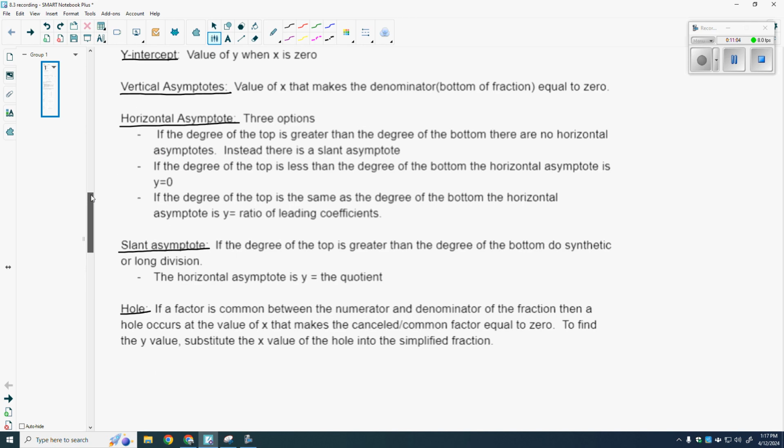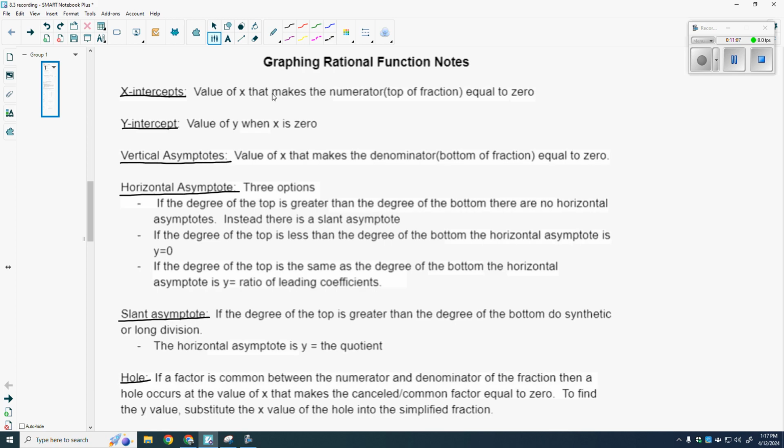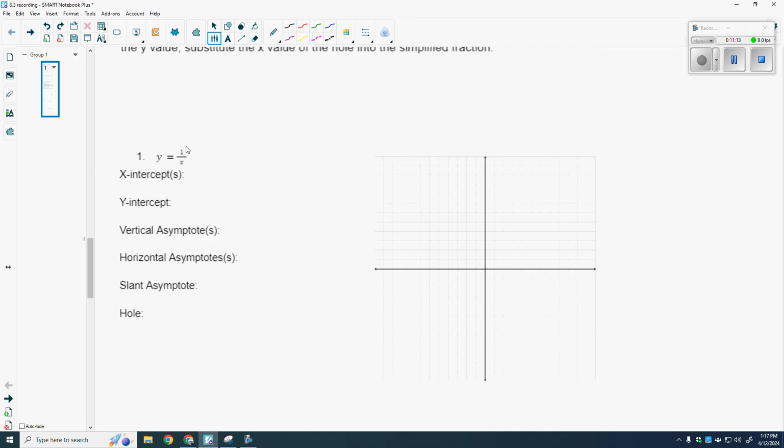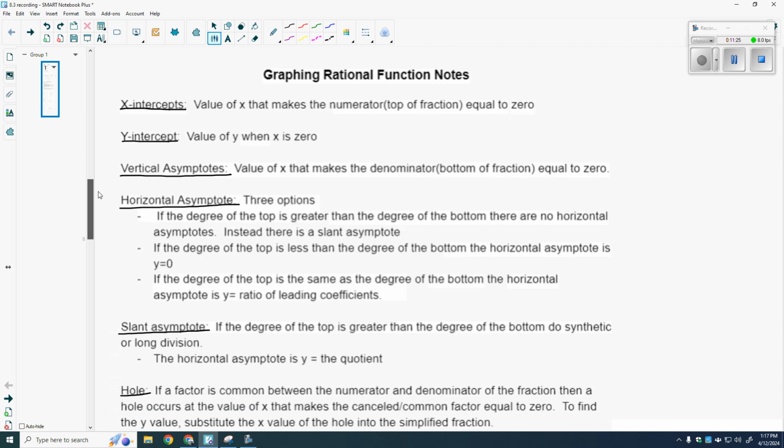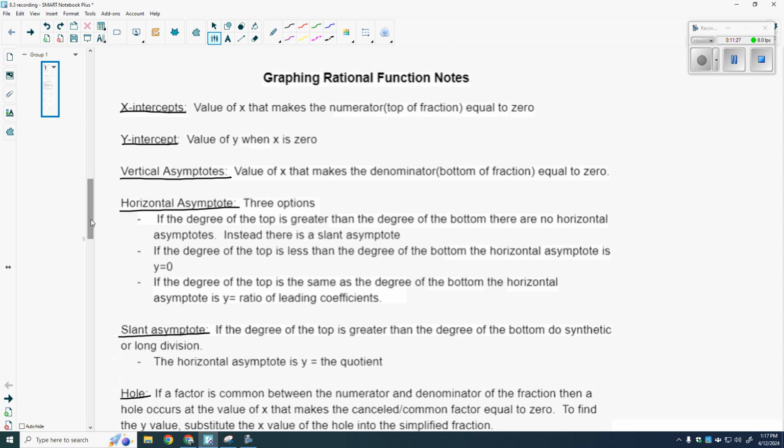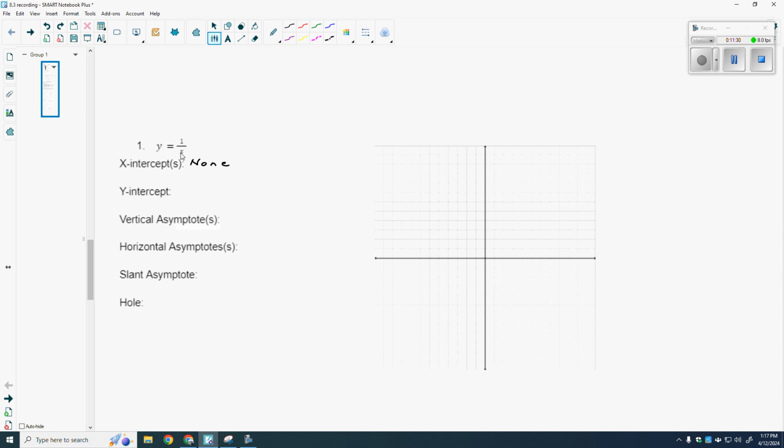Cruising back up here, x-intercepts, value of x that makes the numerator, the top of the fraction, equal to 0. What value for x makes 1 0? Well, there isn't one. It's 1. So there are no x-intercepts. Y-intercept, the value of y when x is 0. All right, let's plug in 0 for x. Well, I can't. 1 divided by 0, not possible. So there are no y-intercepts. Vertical asymptotes, value for x that makes the bottom 0. Well, that'd be x equals 0 because it's just an x down there.